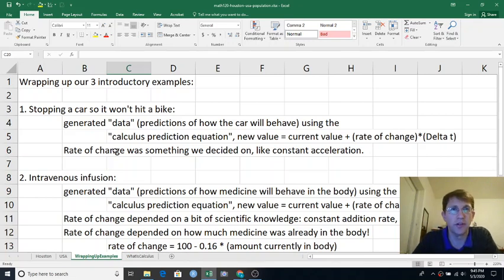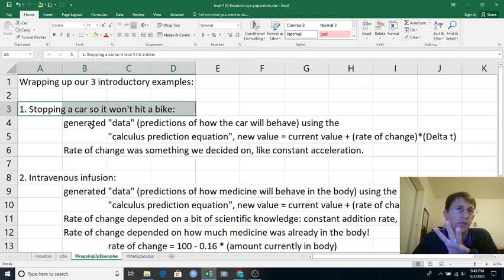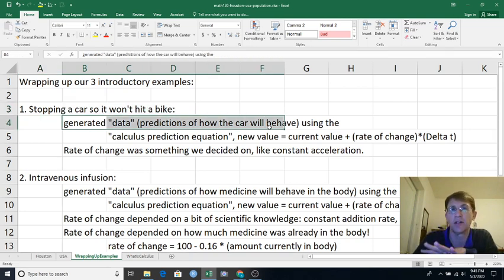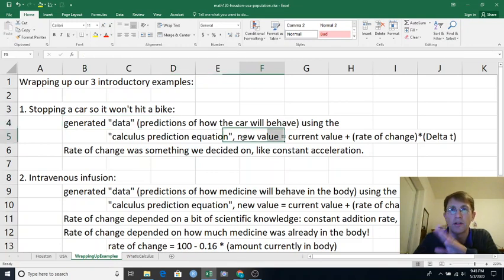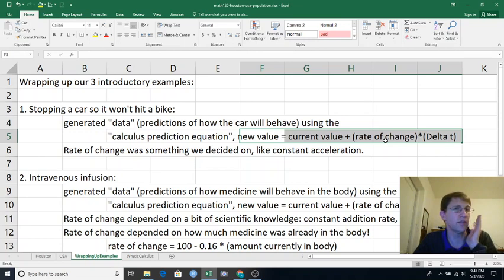Let's wrap up our 3 introductory examples. Our first one was stopping a car so it wouldn't hit a bike. There, we knew where we started and we generated predictions of how things would behave using our calculus prediction equation. And the rate of change, we just said, let's try a constant like -7 meters per second squared for acceleration, and that wasn't enough. So we said, let's try a constant of -10, and that wasn't enough. But we were just free to try different things and see what the effects were.